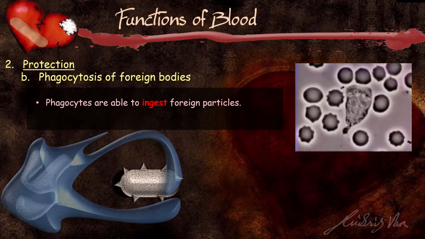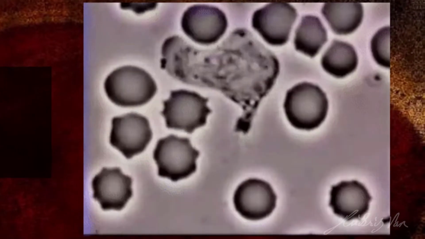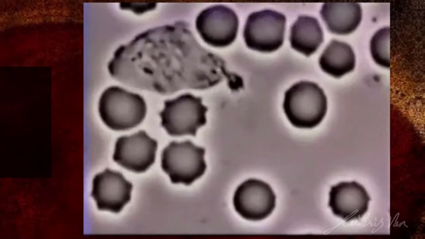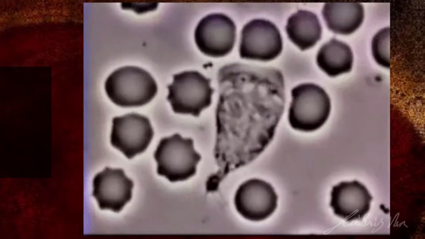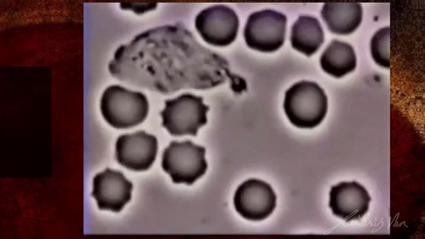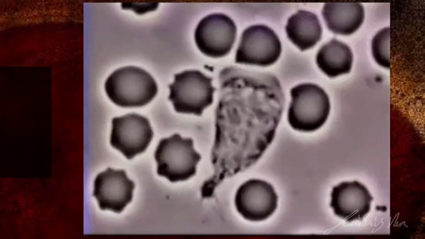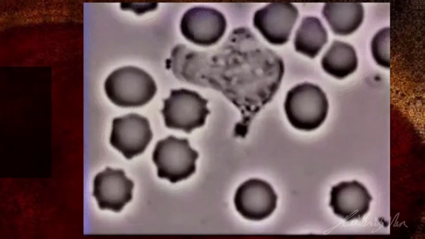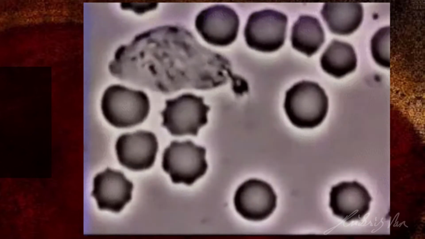So if you bring your attention to the right, you can see the GIF right there, and you can see the bacteria that is being chased by a white blood cell. And the white blood cell will engulf the bacteria, and this process is known as phagocytosis.